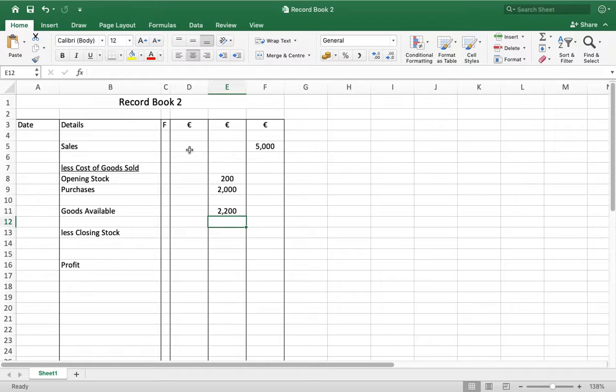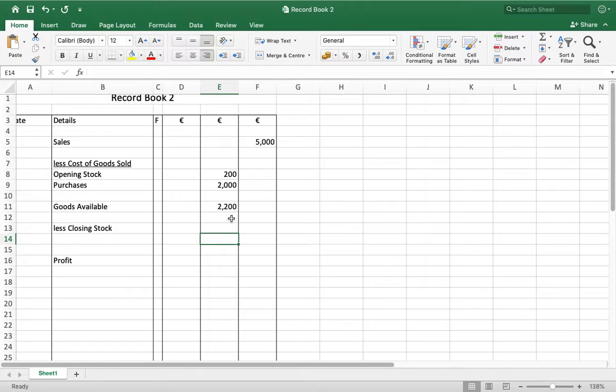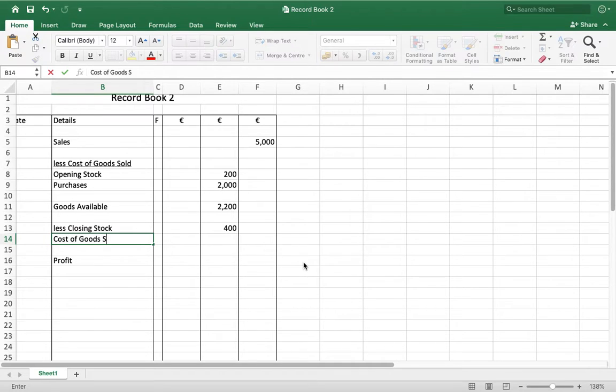So what you should always do, and we're going to do this with all of our numbers here, is always make sure that your numbers are lined up on the right hand side at the edge, so that you have units under units, tens under tens. Otherwise, you could very easily add your numbers wrong if you're doing this. So we had €2,000 worth of goods we could have sold this month. We went around at the end of the month and we found out that there was €400 worth of goods left, so we're going to take that away. So the actual cost of goods sold is going to be 1,800.